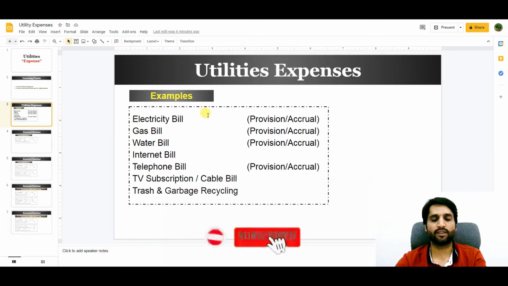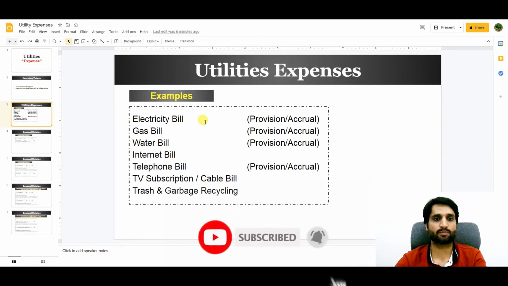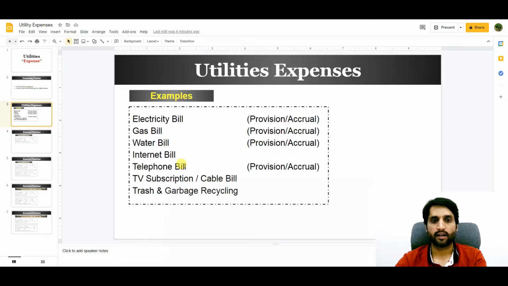Here we have the examples or the list of expenses. The list includes electricity bill, gas bill, water bill, internet bill, telephone bill, TV subscription or cable bill, and trash and garbage recycling. In this list, as you can see here, I have marked provision or accrual for electricity bill, gas bill, water bill, and telephone bill.